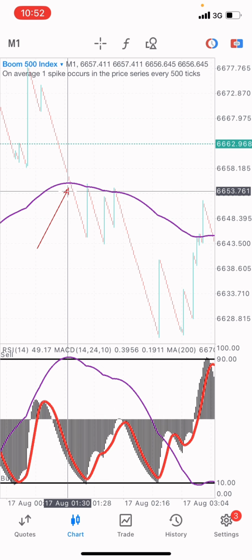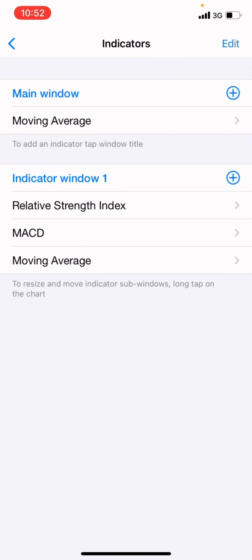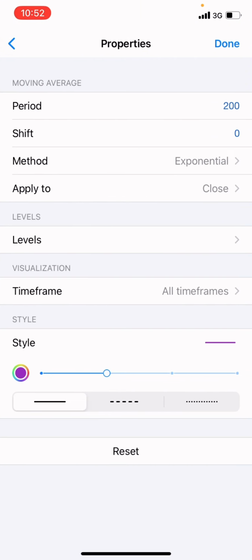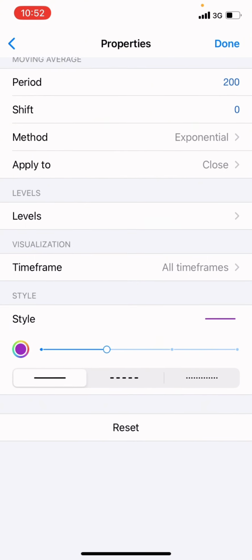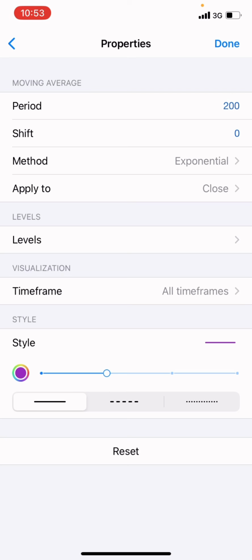So on the main window, now we'll go over to the indicator section. For the main window, you put on moving average. Moving average on period 200, shift 0. The method is exponential. Then you apply to close. Then for the levels, you don't add any levels. For the style, you put it on 2 pixels with the color purple right here. Then you use the second line pattern right here with this first one.